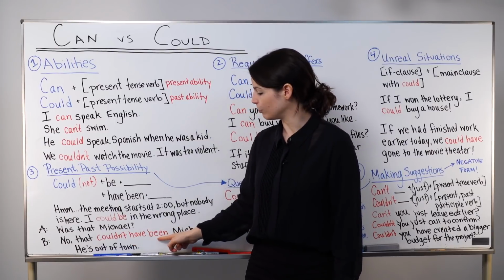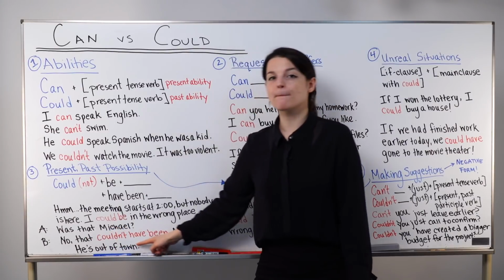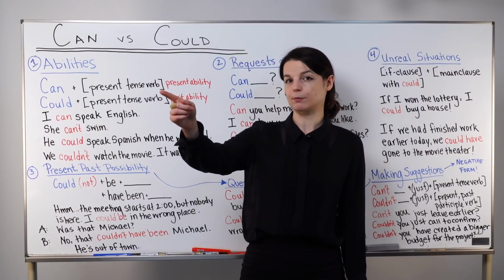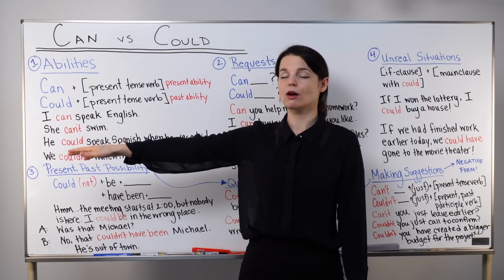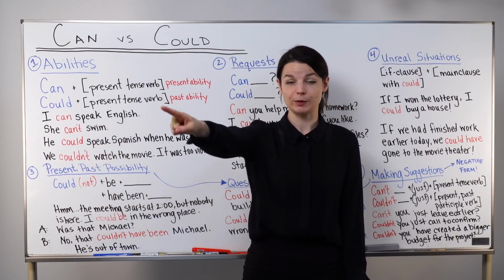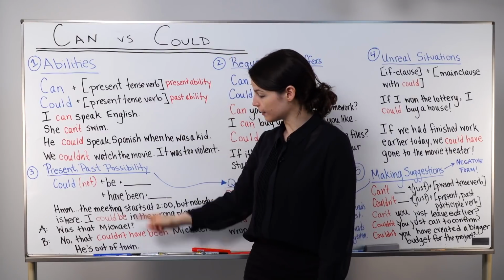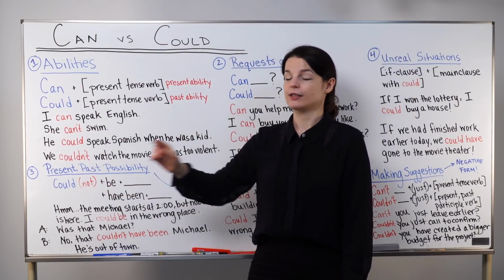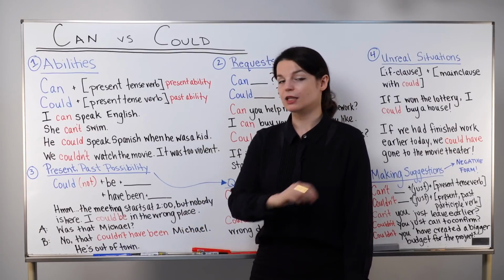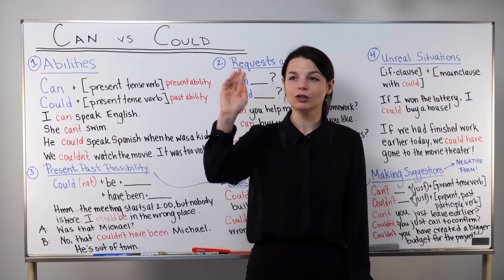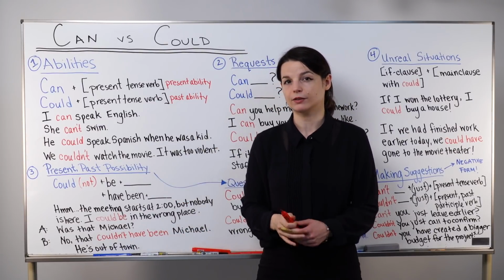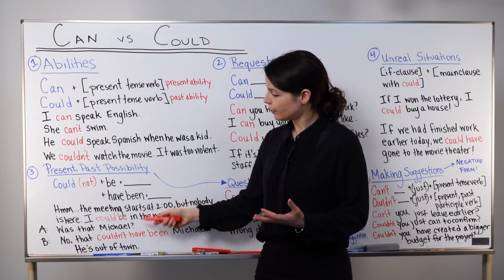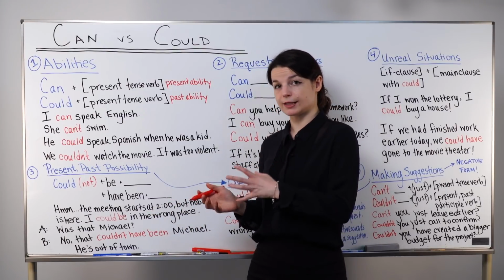Could not have been. This means it's impossible that was Michael. There's absolutely no chance that was Michael. I know because he's out of town. He's not here. So couldn't have been means impossible. That couldn't have been Michael. He's out of town. So we use these two patterns to express possibility.